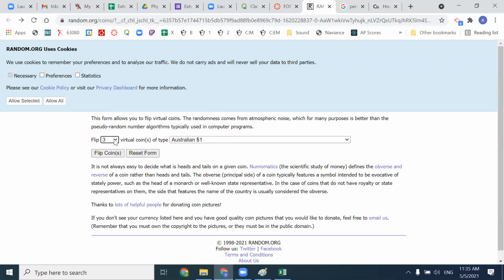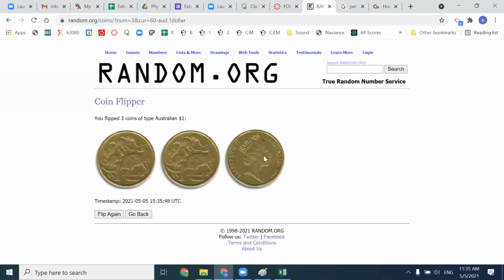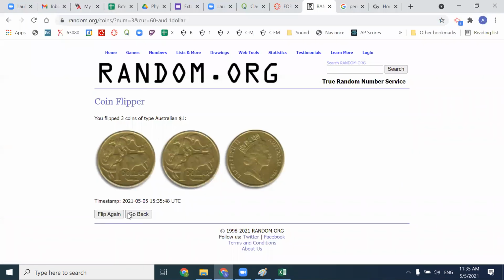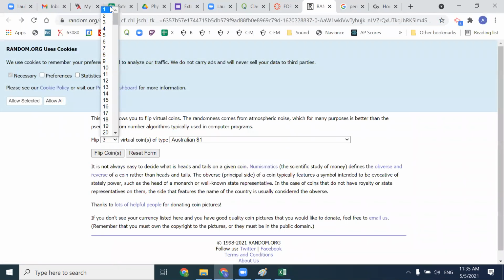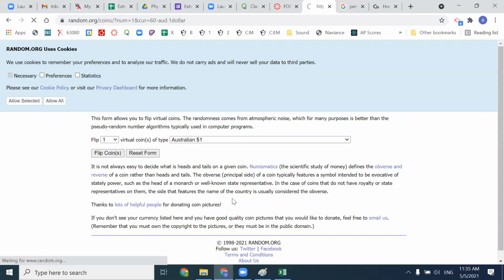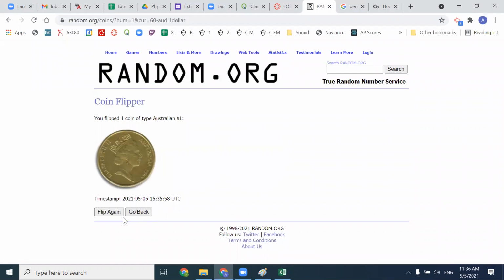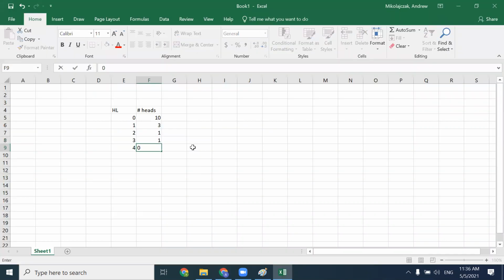All right, so go put this to 3, flip the coins: tail, tail, head. All right, 2 half-lives, I'm down to 1. Go back, set it to 1, flip. It's a head. Ooh, 3, I'm down to 1. Flip again. Tail, 4, gone, done. That trial's over.